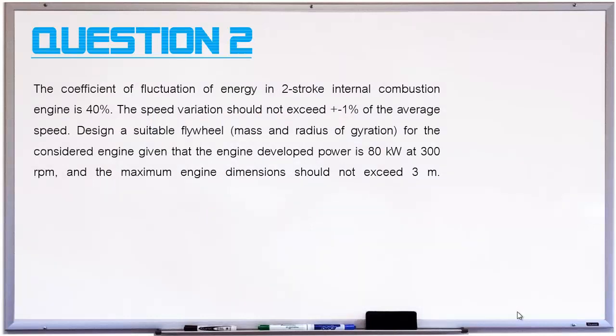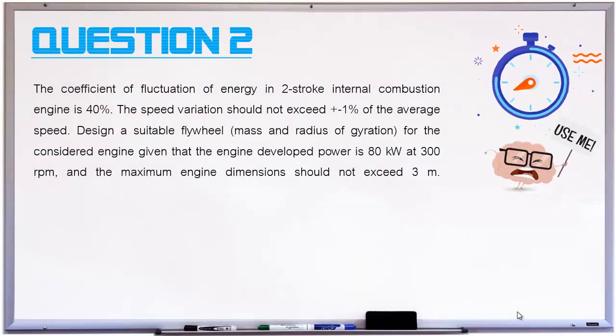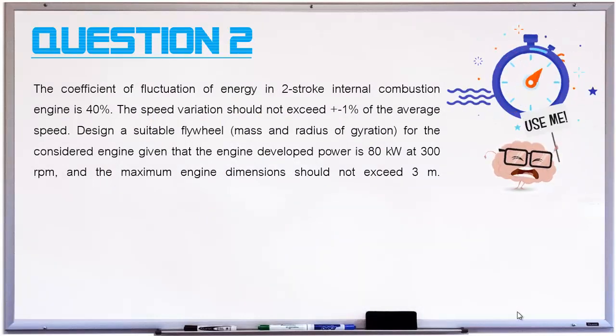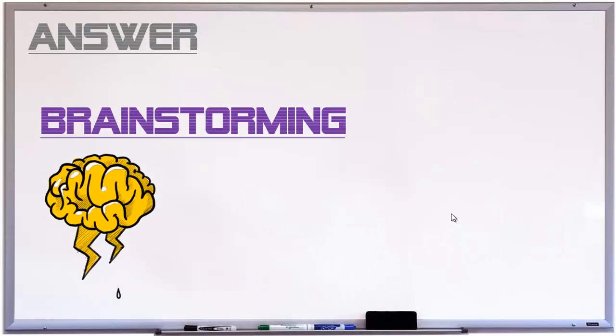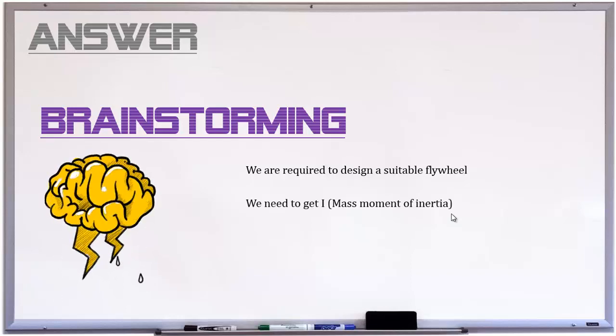Now for question 2, again I prefer you pause the video and read the question first. Okay, let's do some brainstorming. We are required to design a suitable flywheel, and in order to do this, we need to get the mass moment of inertia I, and the only way to get this is through the maximum fluctuation of energy, so we need to get this term first.